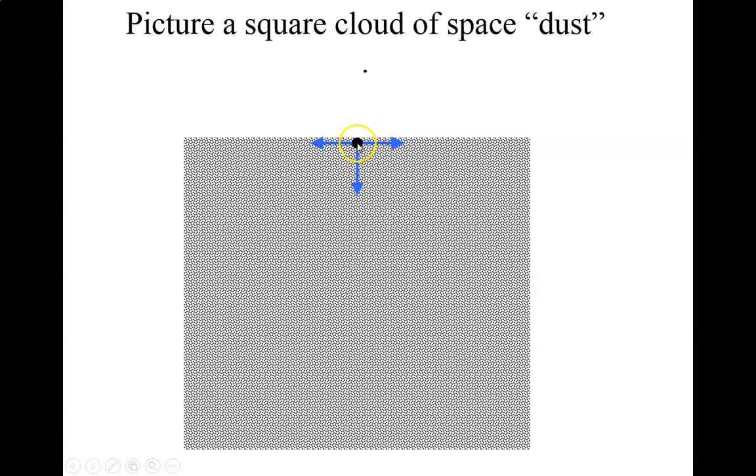So here I've got a particle enlarged. Every piece of space dust is pulling on every other piece of space dust. So if we look at this space dust right here, it's getting pulled to the right by these space dust pieces, and it's getting pulled to the left by these, and it's getting pulled down by this. Well, the left and the right forces cancel, so it just goes down.